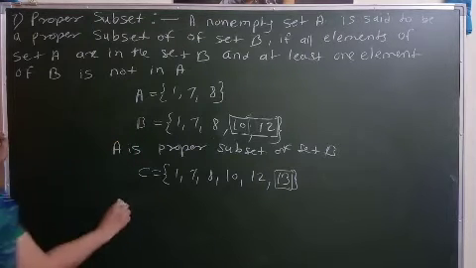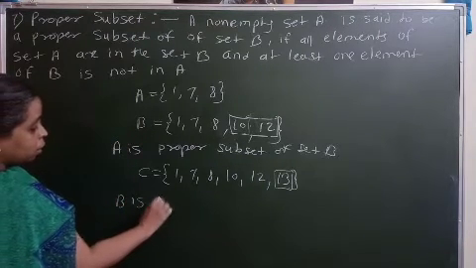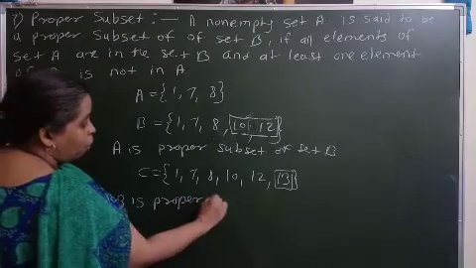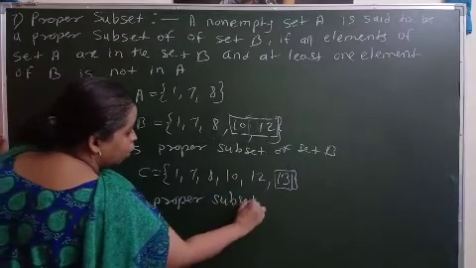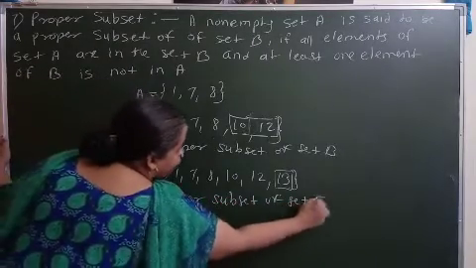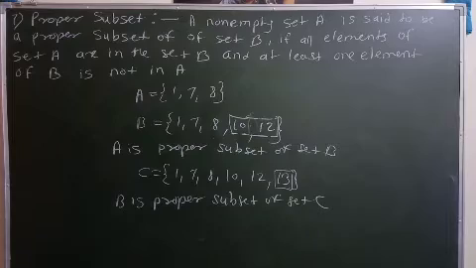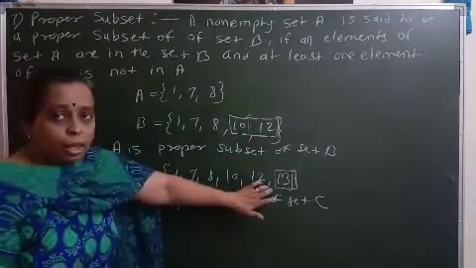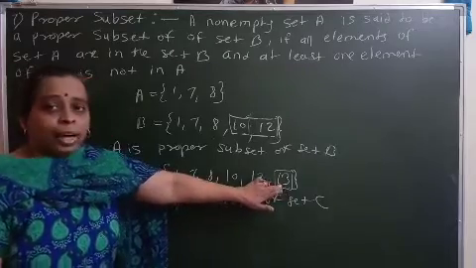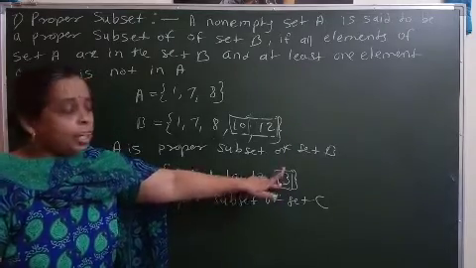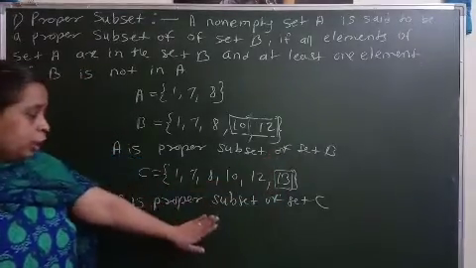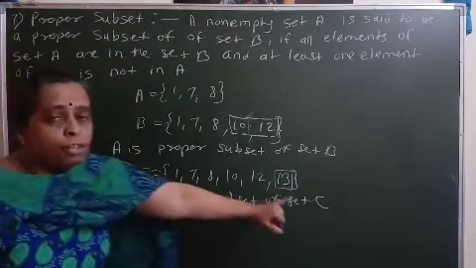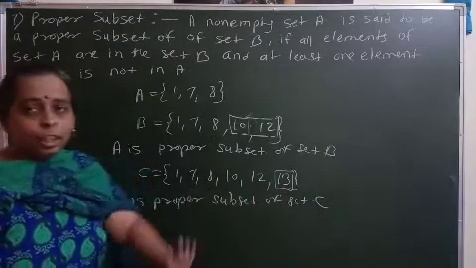So you can write B is a proper subset of set C. B काय C चा प्रॉपर सबसेट आहे का, तर B मधले प्रत्येक एलिमेंट हा C मध्ये आहे and C contains at least one element which is not in B. So B is a proper subset of set C.